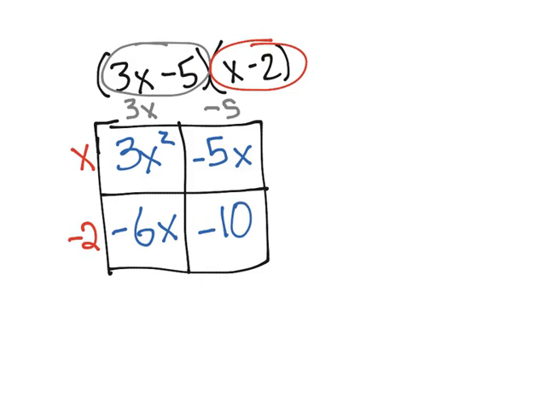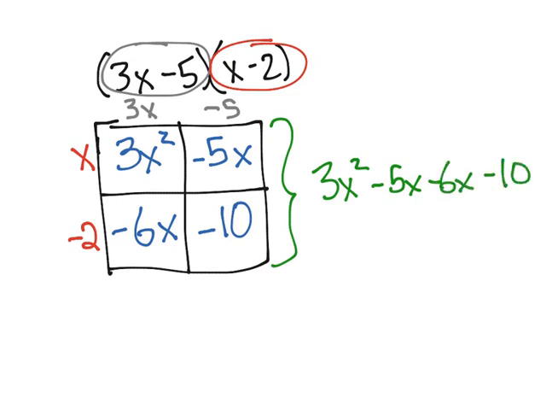Once again, we can just pull all of these areas out and combine them into 3x squared minus 5x minus 6x minus 10. Now, if you've been paying real close attention, you'll notice that I made a mistake. Hopefully you caught it. If not, we'll correct it now. Negative 5 times negative 2 should have given me positive 10. So we'll fix that here.